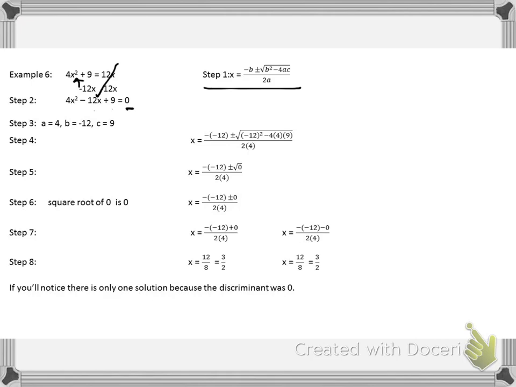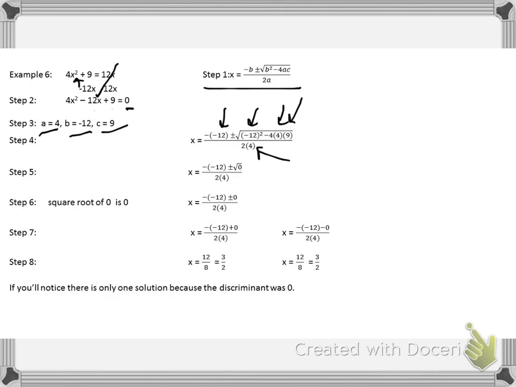Right, next we're going to write down our a, b, and c. A this time is 4, b is negative 12, and c is 9. Again, I'm going to plug my b in. If you'll notice, I put negative 12 inside the parentheses for b. A is 4 in both of those places. C is 9.